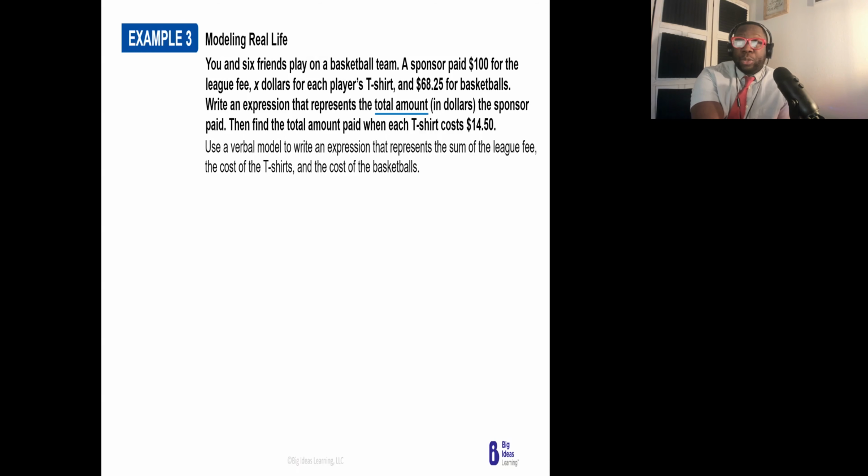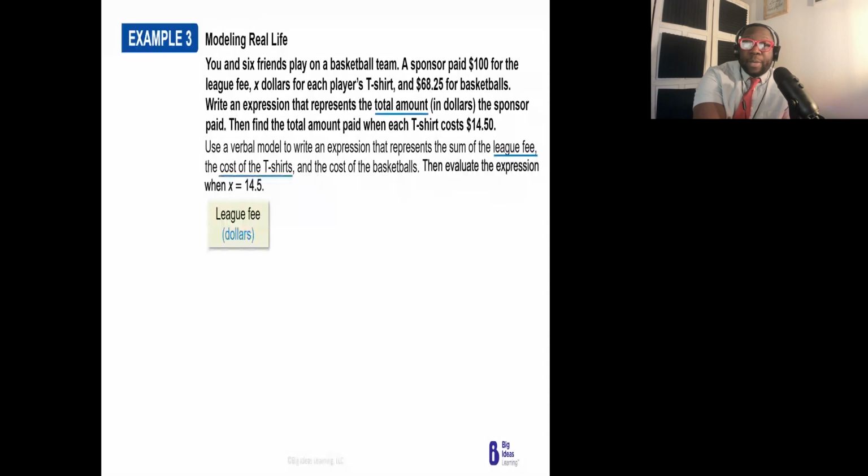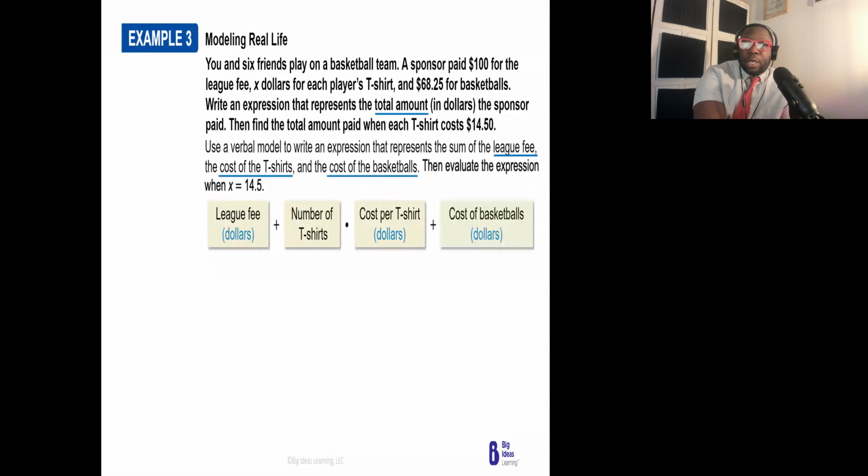So what do we know? We know that the expression for the cost of the t-shirts is going to be represented by X, and we know that X equals $14.50. What else do we know? We know that the league fee is equal to $100. And finally, there is the cost of the basketballs. So we have the league fee plus the number of t-shirts times the cost of the t-shirts, plus the basketballs, which will give us the total cost.